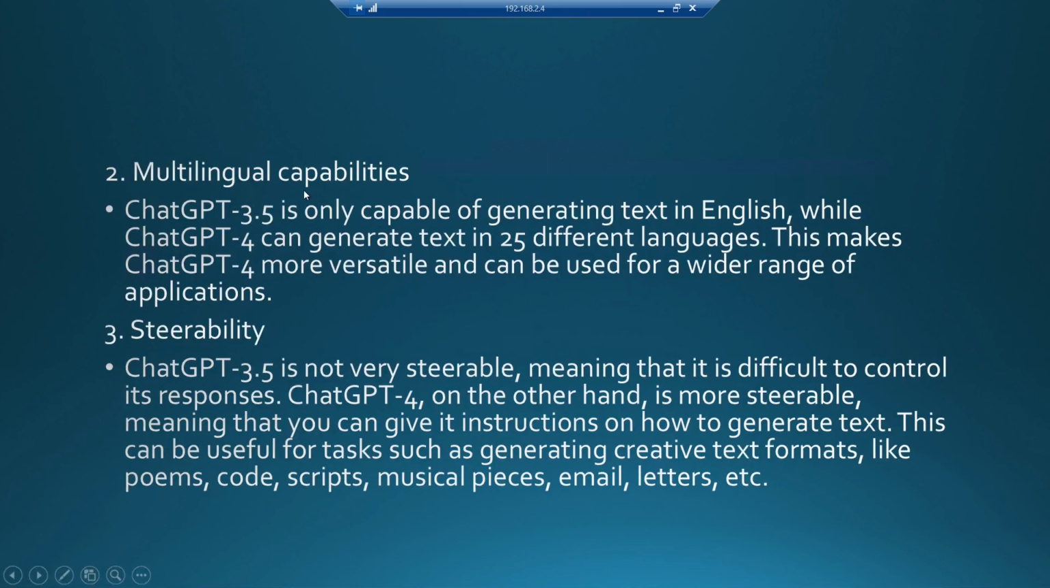Multilingual capabilities. ChatGPT 3.5 is only capable of generating text in English, while ChatGPT 4 can generate text in 25 different languages. This makes ChatGPT 4 more versatile and can be used for a wide range of applications. If you use ChatGPT 3.5, it can only understand English. But if you use ChatGPT 4, it can generate text in 25 different languages.